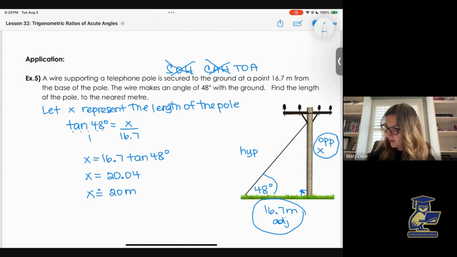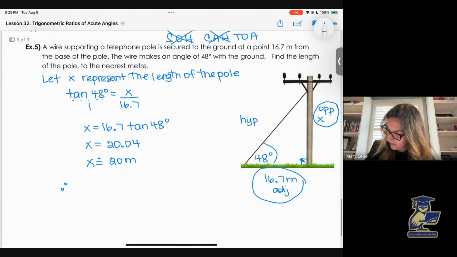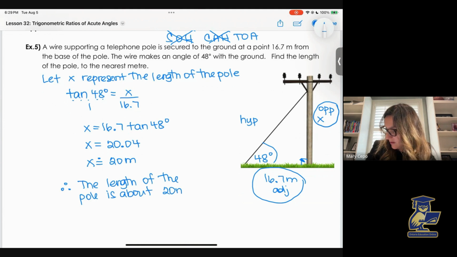So therefore, the length of the pole is about 20 meters.